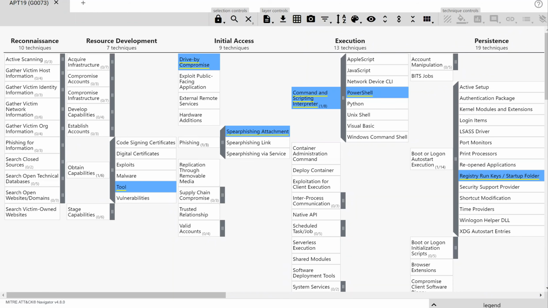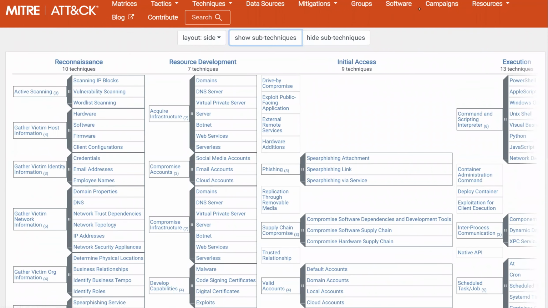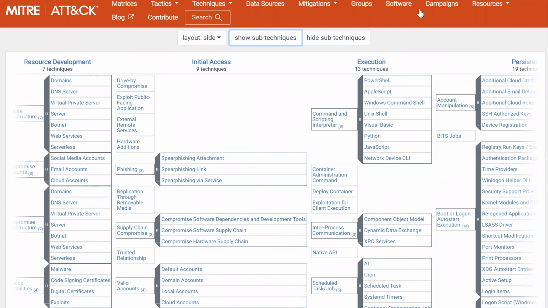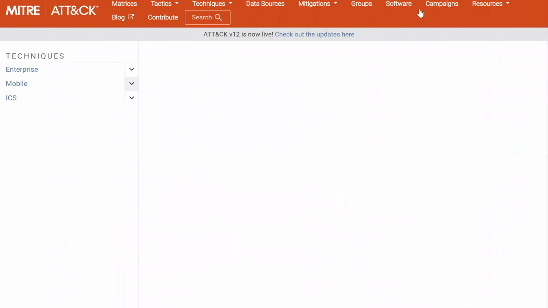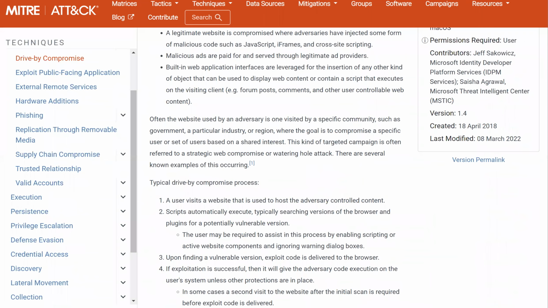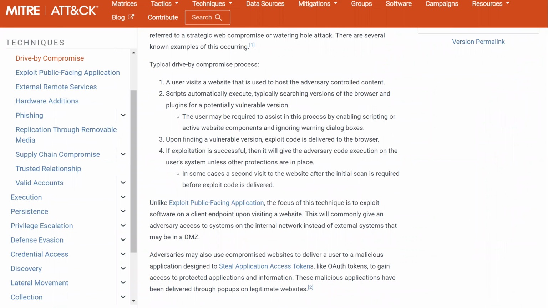So where are we at? That'll be under initial access. So it looks like they start from drive-by compromise. And what is that? The typical drive-by process looks like this. Let's start at number one. The user visits a website that is used to host adversary-controlled content. Okay. Scripts automatically execute, typically searching versions of the browser. Okay. The user may require assists. Okay, so they're enabling the scripts.